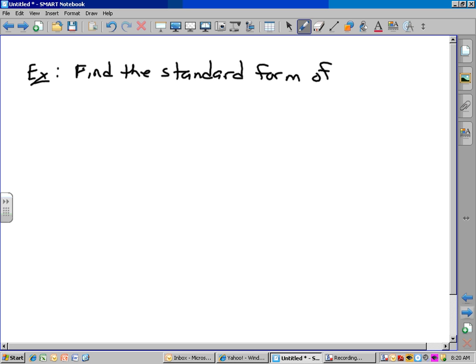Find the standard form of 9x squared minus 4y squared minus 54x minus 40y minus 55 equals 0. Now, I could have done much more with this. I could have said, find all of the parts for this equation. And that's how it's going to be given to you on a test.